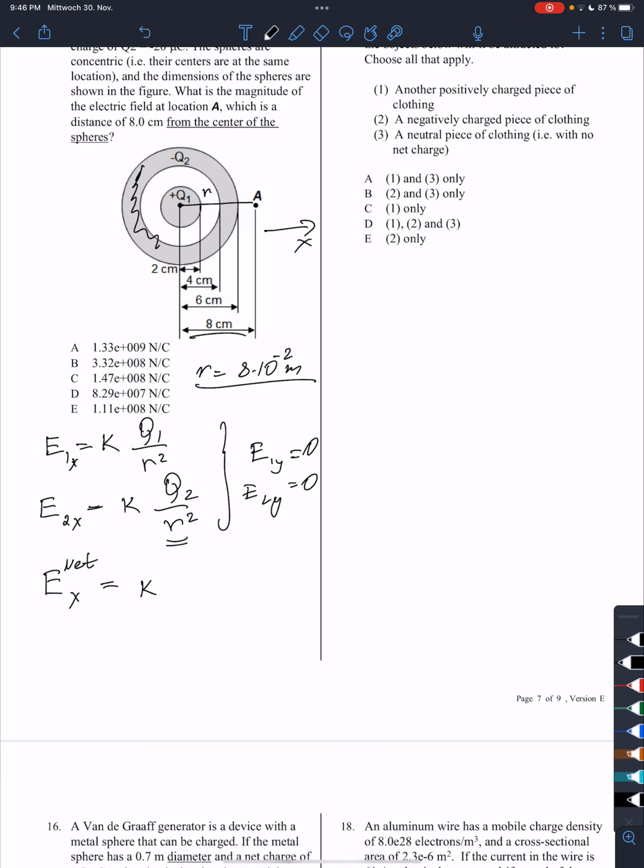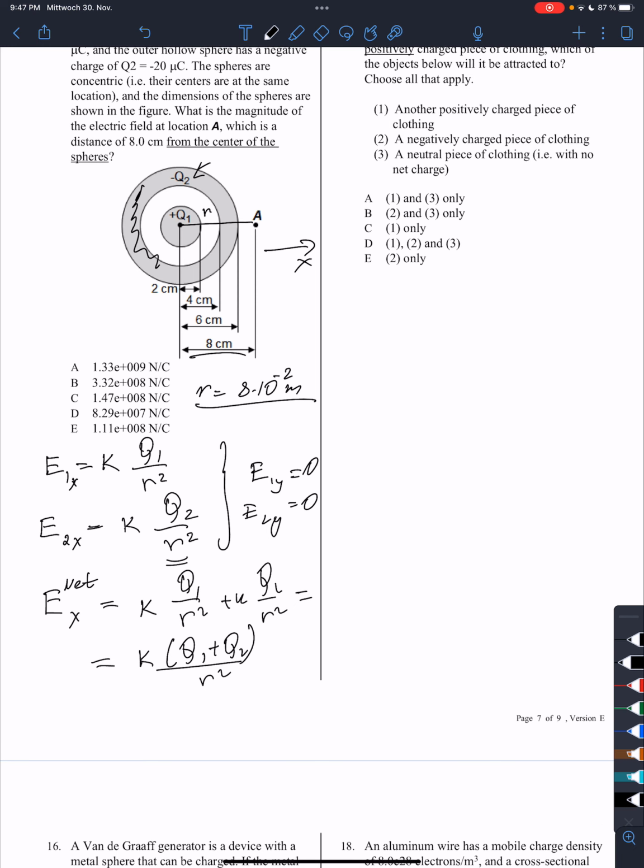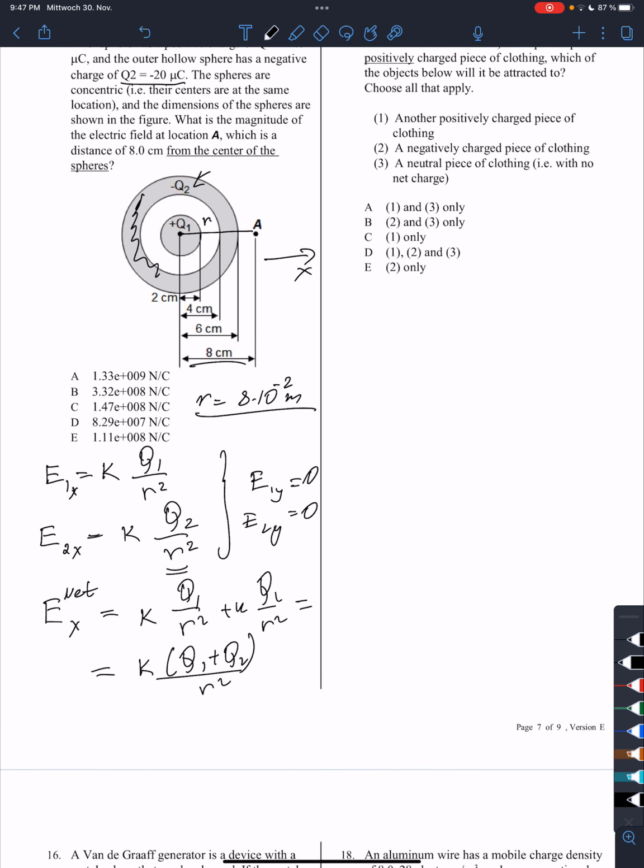It will be just the sum of k q1 divided by r squared plus k q2 divided by r squared. We can just compute the sum, and we will obtain k times q1 plus q2 divided by r squared. We need to substitute the numbers. We should remember that q2 is actually negative. So we will substitute the numbers, with q2 negative, and get the final result. Don't forget that r is given, so it's over here.